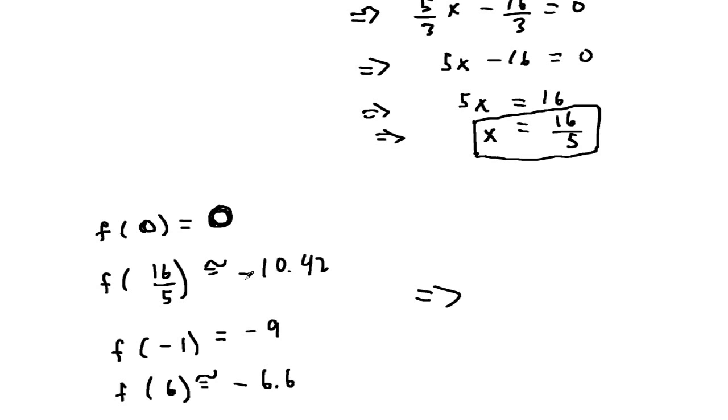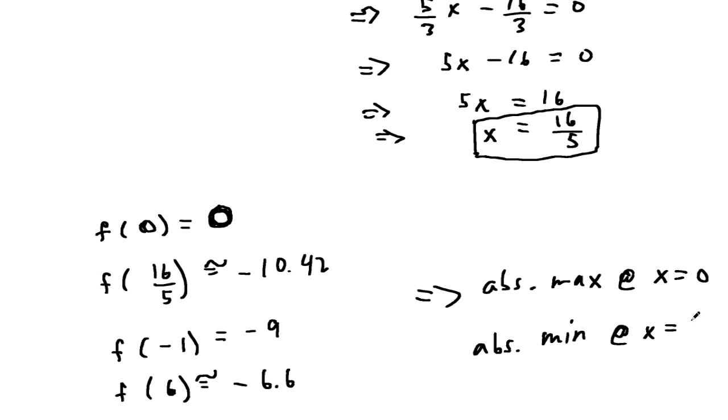Let's look at which is the largest here. Since these numbers are negative, the largest is 0. So we have an absolute max at x equals 0. Now let's see which is the smallest. It looks like -10.42 is the smallest. So we have an absolute minimum at x equals 16/5.